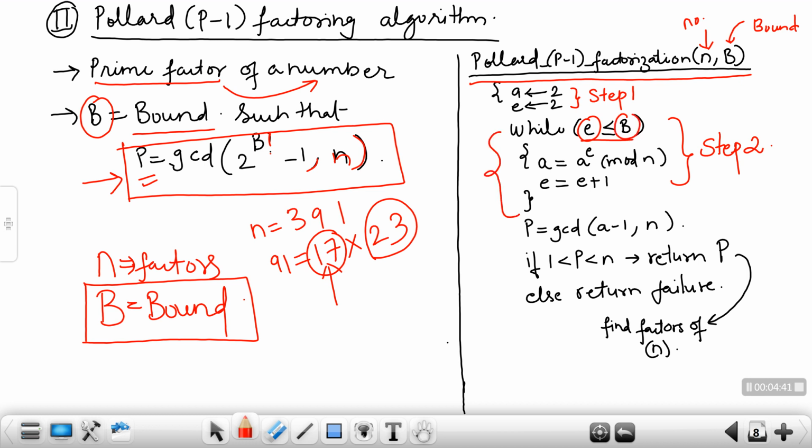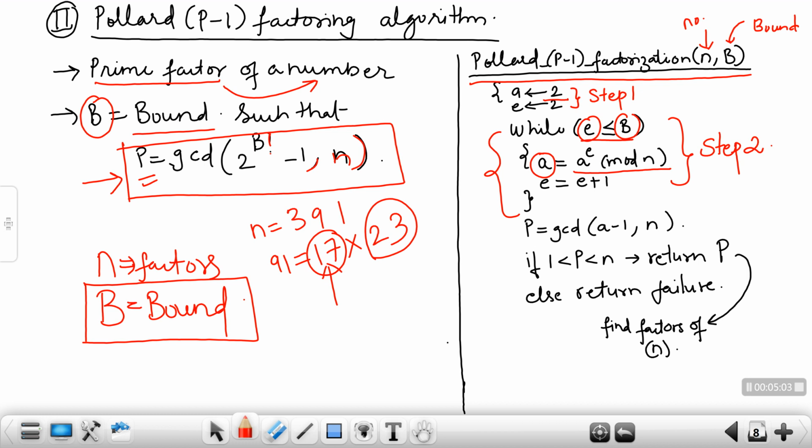Okay, what do we have to do in this while loop? While E is less than or equal to B, you have to calculate the new value of A. Initially we have taken the value of A as 2. Now we have to calculate the new value of A using the formula A raised to E mod n. So what is A? A is 2, and E will be initially also 2. So 2 raised to 2 mod n, whatever is the formula, and the new value of A you need to store over here.